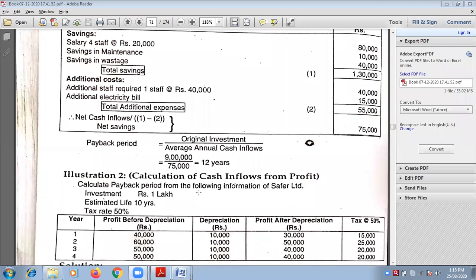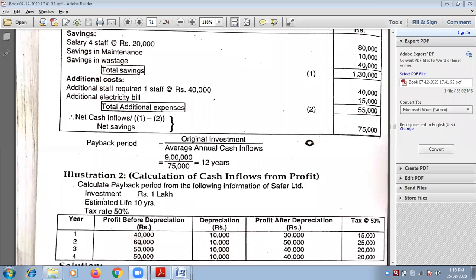Screen is visible to you? Kajal, what happened? Screen is visible? Yes.